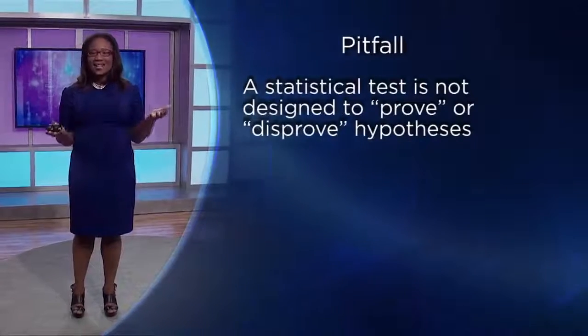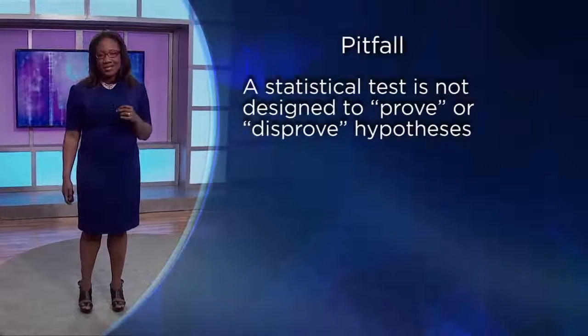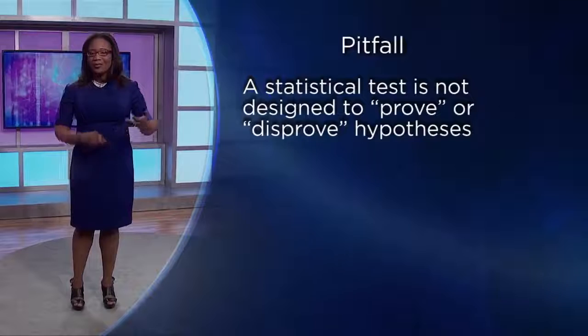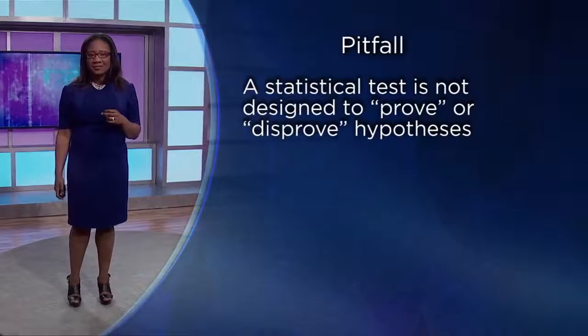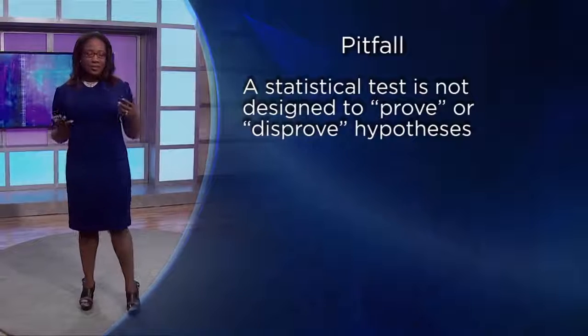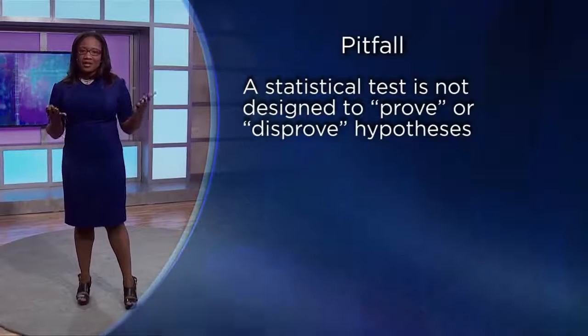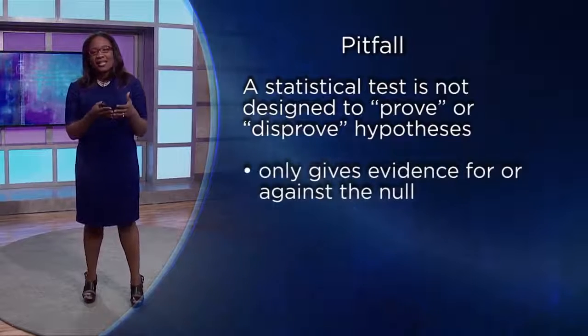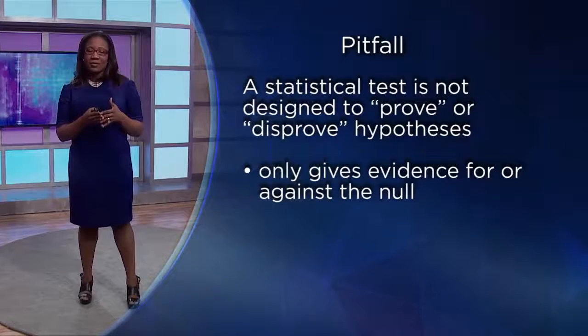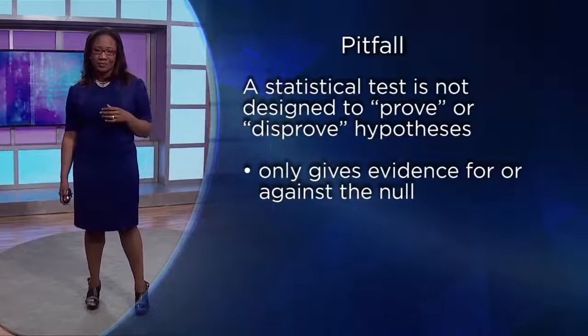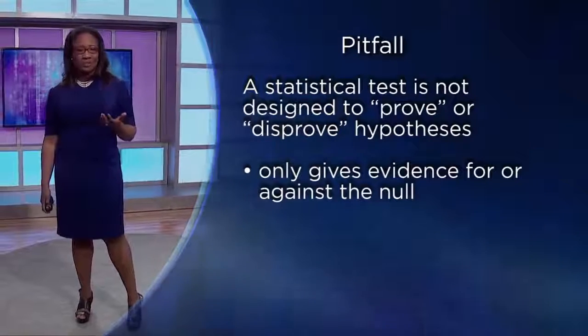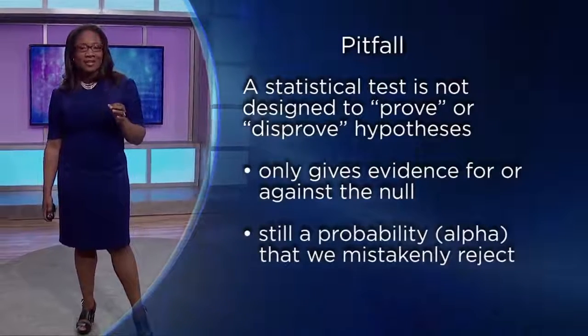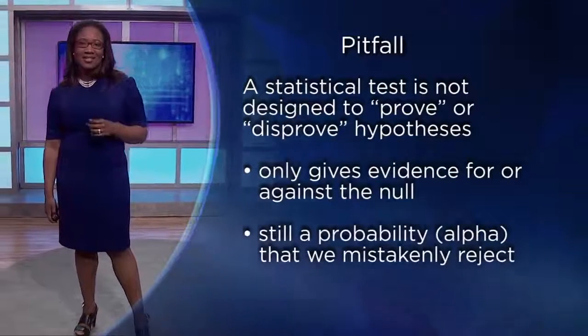Now, we'll talk more about p-values in the very next lecture, but there are a couple of pitfalls that I don't want you to fall into. A statistical test is not really designed to prove or disprove hypotheses. It weighs the evidence that you've provided with the data, and then determines what's warranted. Whether we reject or fail to reject the null hypothesis, a significance test only gives us evidence for or against the null, although the alternative is what we believe to be true. And even if the null hypothesis is true, remember, there's still a probability that we'd mistakenly reject it. And that's our significance level, alpha.